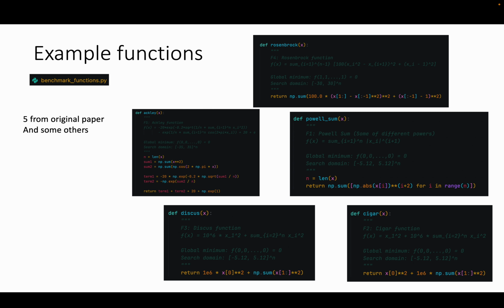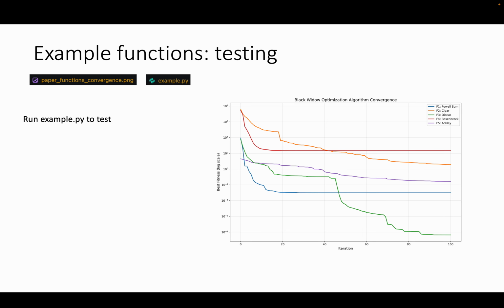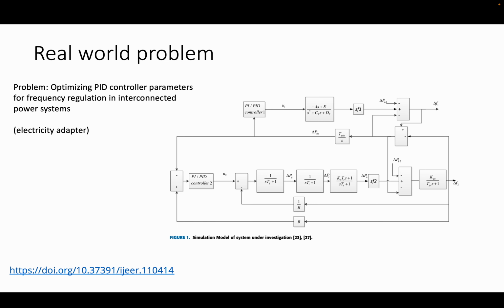I implemented example functions from the original paper. I took 5 of them and also implemented some other functions just to check that all works right. Here are results of optimizing these functions. One could run the example.py script to generate them again. And I also optimized a real-world problem.